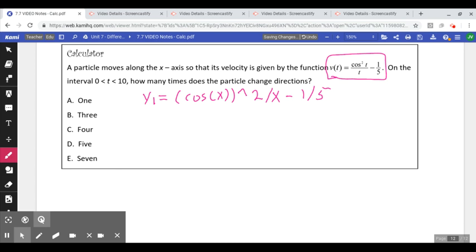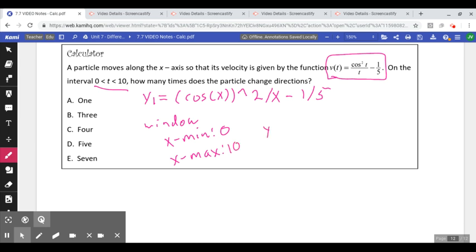You're going to set your window then, so you can hit your window button. And your x max, let's take a look at our t interval here. So that's 0 to 10. So our x, actually the first one's going to be an x min. So we'll try to stick with what the calculator is going to give you. Your x min, I think, should probably be 0. And your x max should be 10.